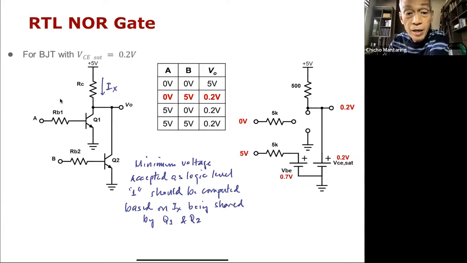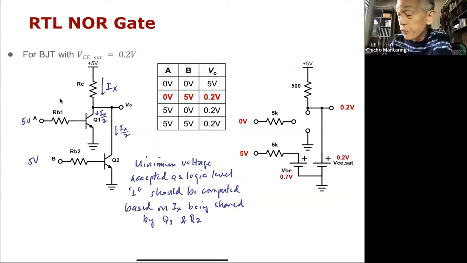In other words, if both A and B are 5 volts, this is going to be IX over 2, and this is also going to be IX over 2. So our computation for the minimum beta, for example, will be based on IX over 2. It's not going to be based on IX.